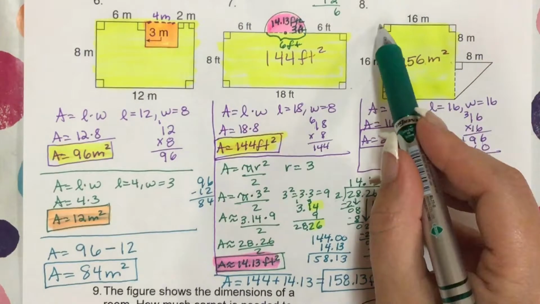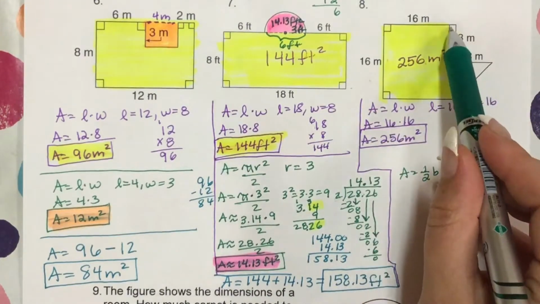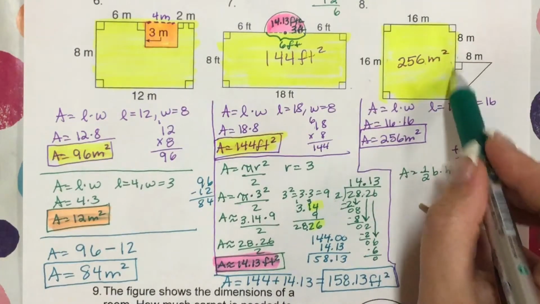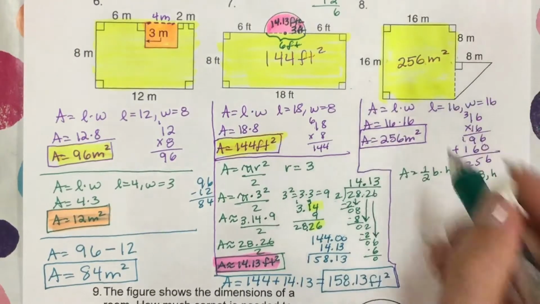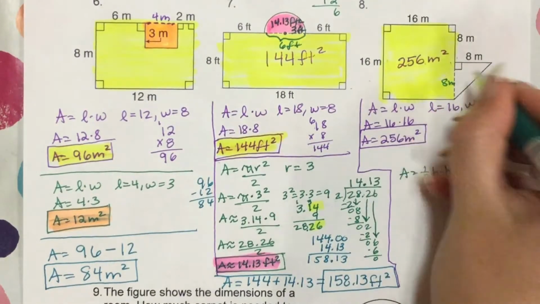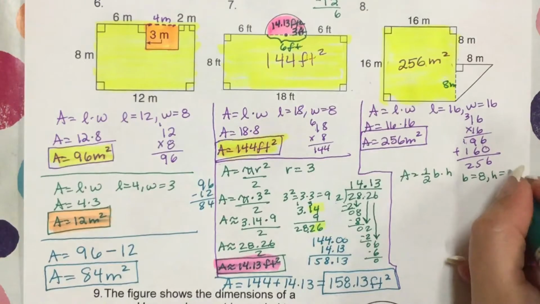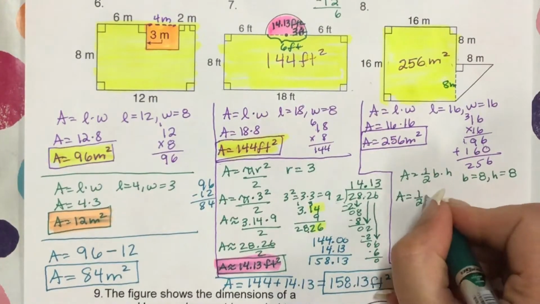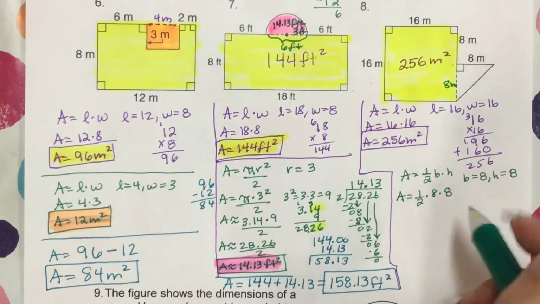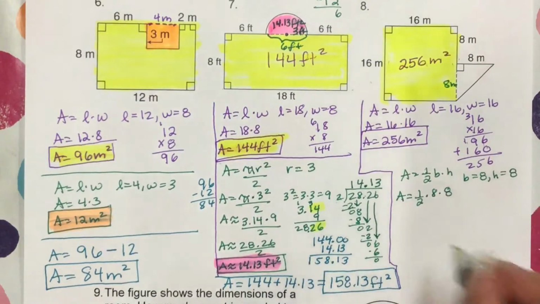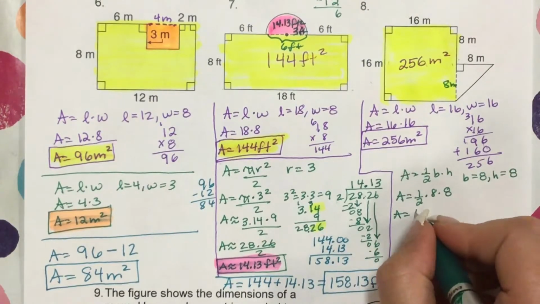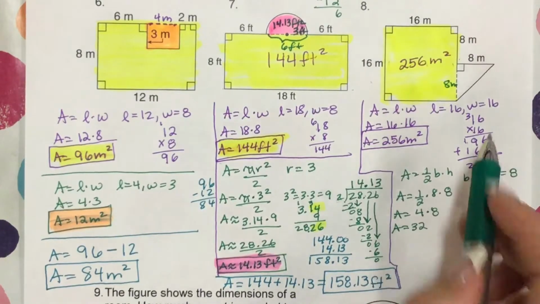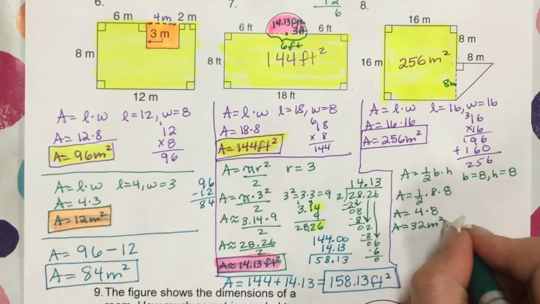So what we know is from here to here is 16. We also know from here to here is 8. So if we go 16 take away 8, that's going to let us know what this is. 16 take away 8 is 8. That means this portion is 8 meters. So the height is 8. We substitute these values in. Area equals 1/2 times 8 times 8. Half of 8 would be 4. So we know that we're dealing with 4 times 8. 4 times 8 is 32. 32 meters squared.